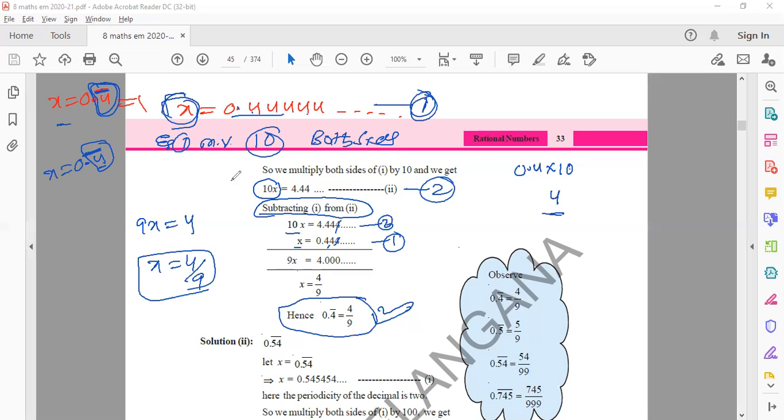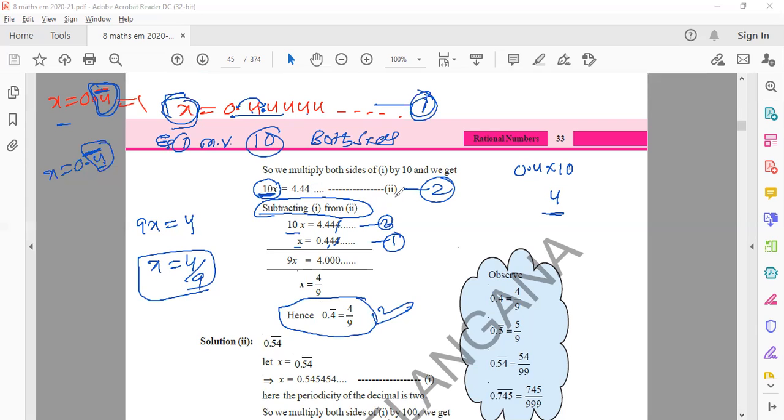Left side, x into 10 means 10x. Right side, 0.444: when you multiply with 10, the point will shift to the right side. 10 means 1 point will shift, 100 means 2 points, 1000 means 3 points. So you got 4.44.